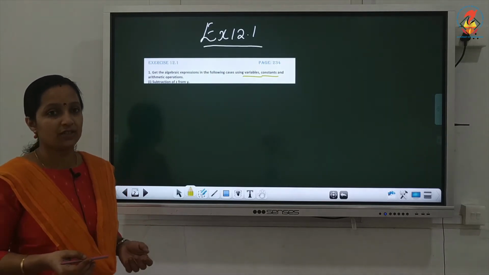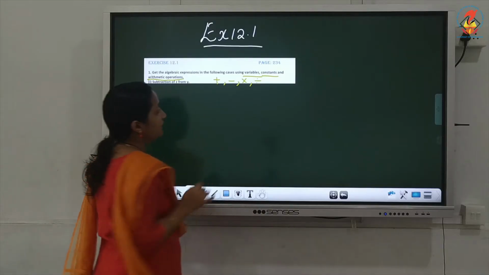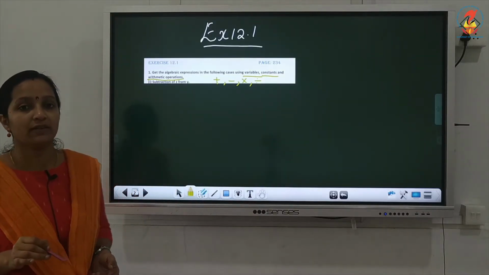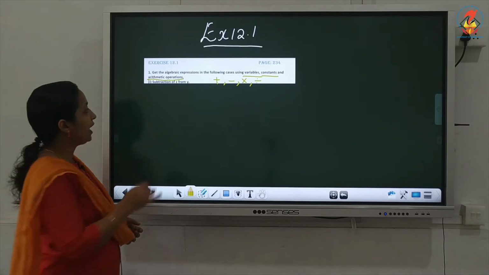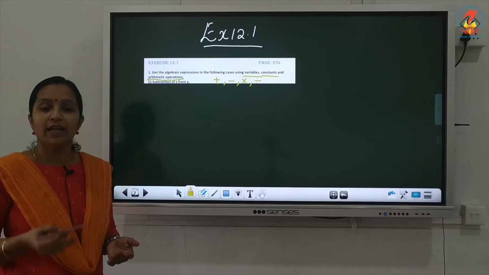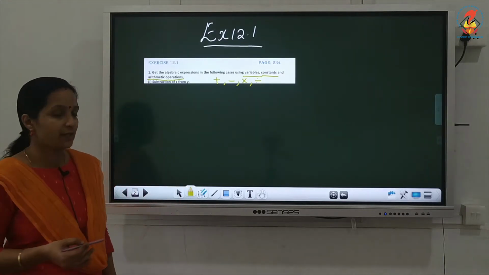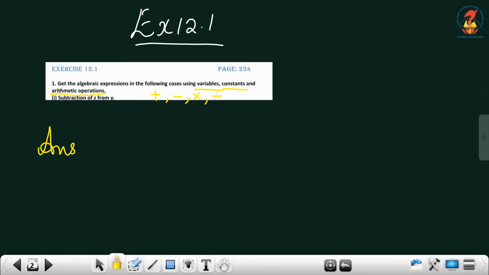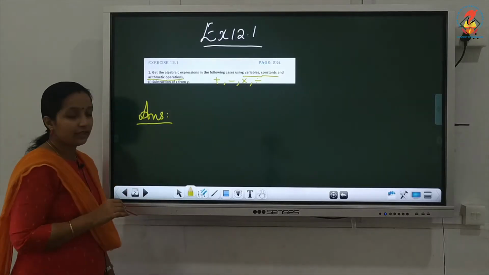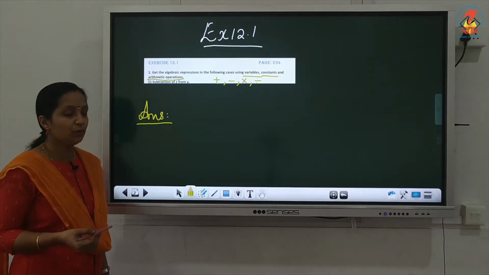So it cannot change. And which are the arithmetic operations in mathematics? We know that addition, subtraction, multiplication, division. These are the arithmetic operations in our mathematics. Now we have to write expressions. Algebraic expressions means expressions that contain variables and constants. Now you read the first question. How will we write the expression? We already studied to write expressions in your class 6 algebra lesson. Just try to recall it one more time.